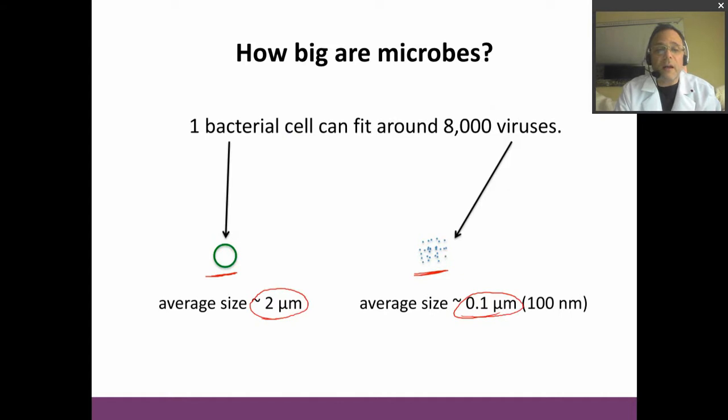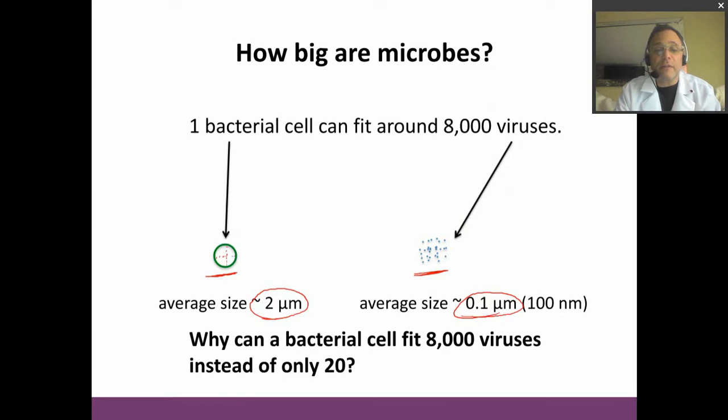So from side to side, we should be able to fit in 20 viruses, but also consider top and bottom and the depth. This is a three-dimensional world, after all, isn't it? So why can a bacterial cell fit 8,000 viruses instead of only 20? It's a three-dimensional world.